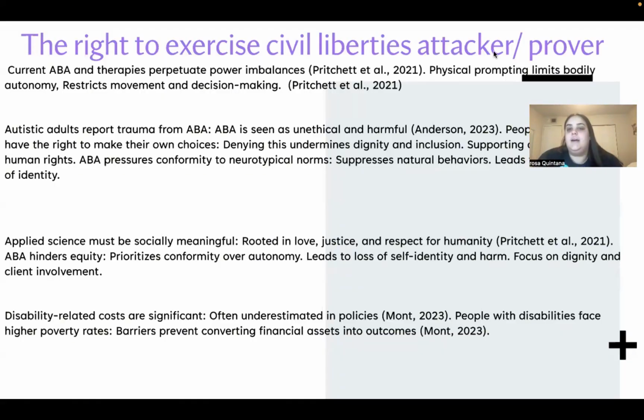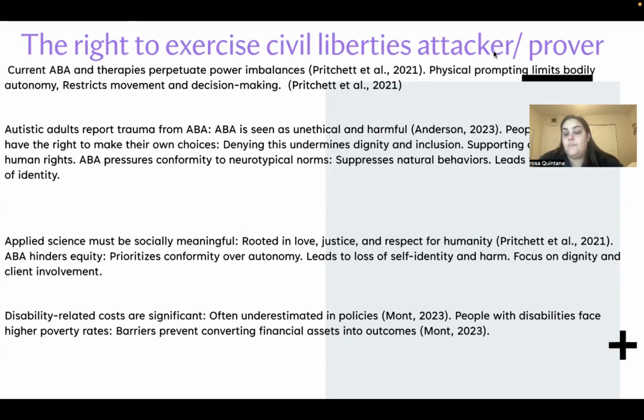Hi, my name is Rosa Quintana, and I will be doing the attacker slash prover portion for the right to exercise civil liberties. So I wanted to start off by discussing the healthcare decisions made on behalf of others who are left unable to advocate for themselves. This is something that we as providers definitely need to work on. We need to approach ABA and other therapists that are in each individual's life to help them understand how to advocate for themselves as an individual.